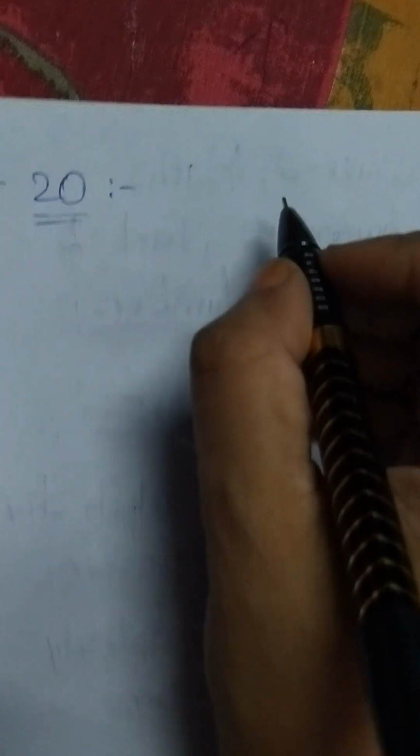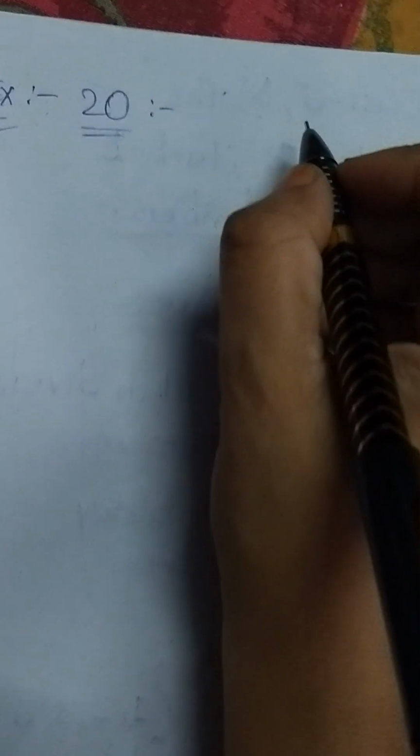Another example is 20, children. Find out, children. Tell me what the factors of 20 are, children.